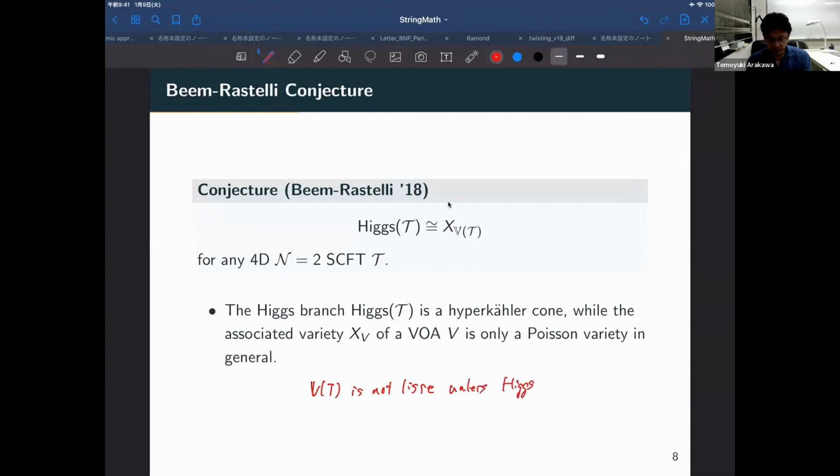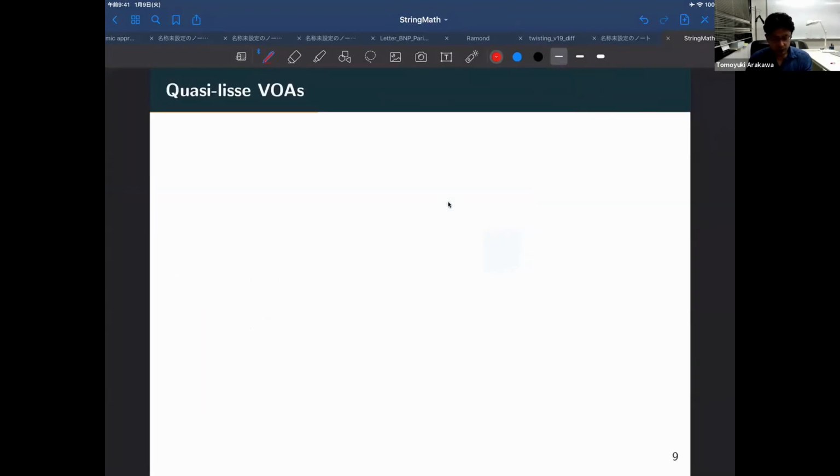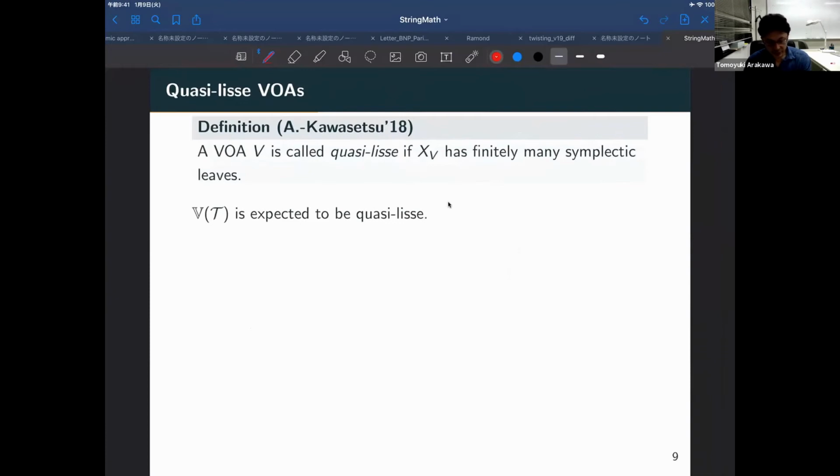So it's natural to try to relax this Lie's condition for the associated variety, to obtain some nice property of a vertex operator algebra which somehow describes VOAs coming from a 4D theory. And for this reason, we gave the following definition. A vertex operator algebra is called quasi-Lie's if the associated variety has finitely many symplectic leaves.